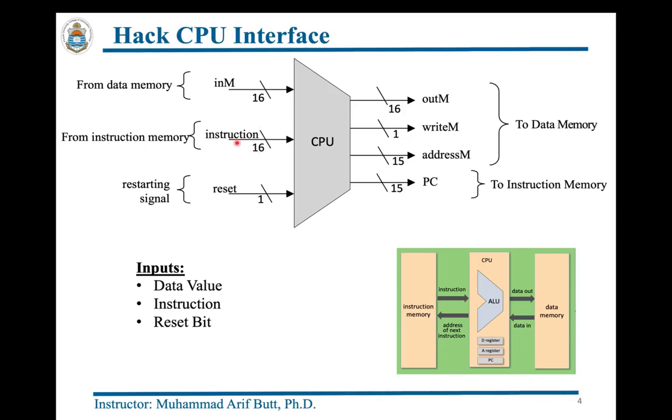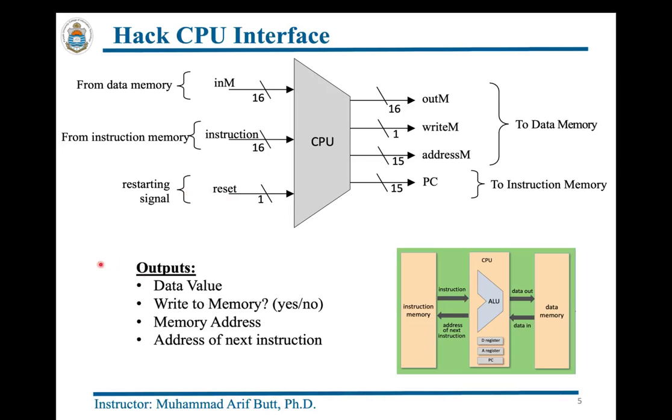Second is this 16-bit instruction value named instruction, coming from the instruction memory or ROM unit, and this is the value which will instruct the CPU what to do. Dear students, also note that at any given point of time there is always a selected register inside the data memory, and there is always a selected register inside the instruction memory, which is mentioned by mnemonic M in hack assembly. The third input to this hack CPU is a single bit input named reset, which is a sort of restarting signal.